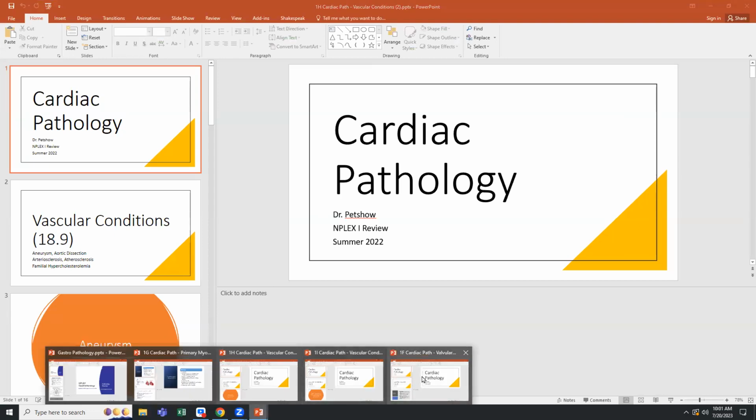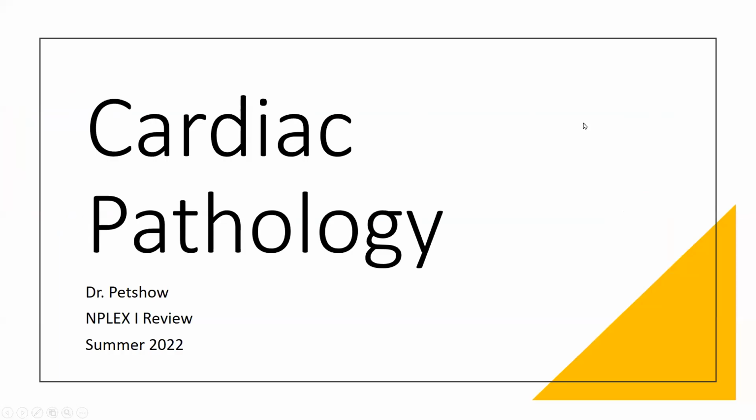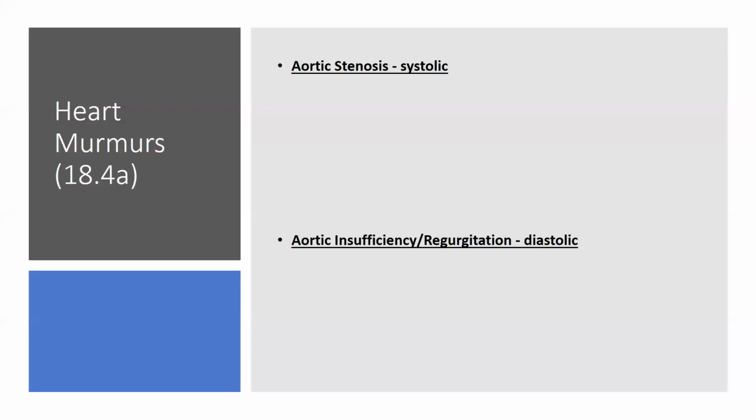I think that is 1F, valvular disease. So cardiac path, valvular disease. This is the part of the study guide that I'm referencing here. These are the conditions we'll look at: aortic and mitral stenosis or insufficiency, mitral valve prolapse, endocarditis, rheumatic heart disease, and a little bit about carcinoid. Of these, I see MVP, endocarditis, and rheumatic heart disease on there often. Those 3 are often tested because there are some really easy grab test questions that we can pull.